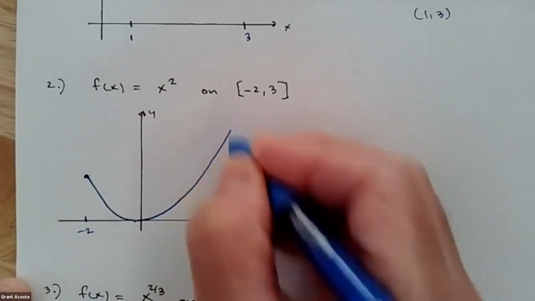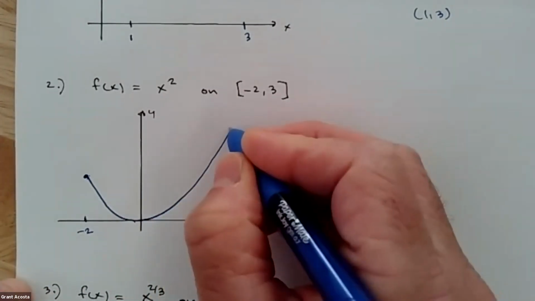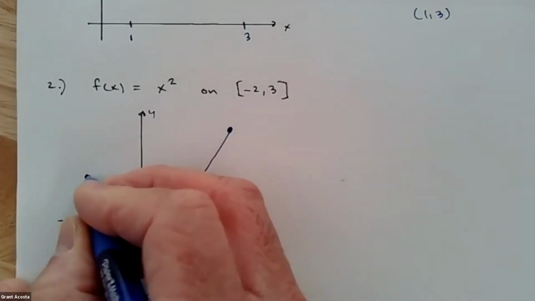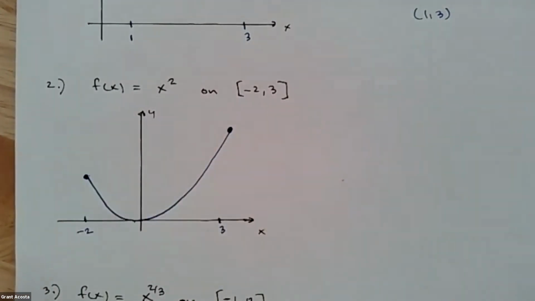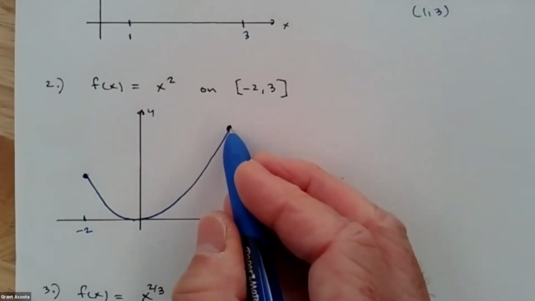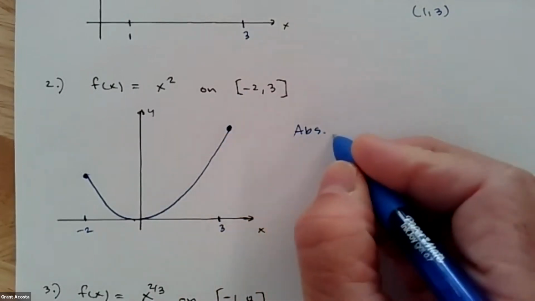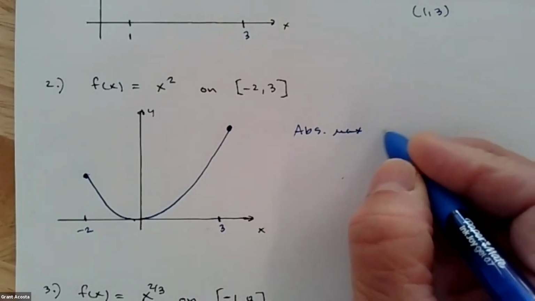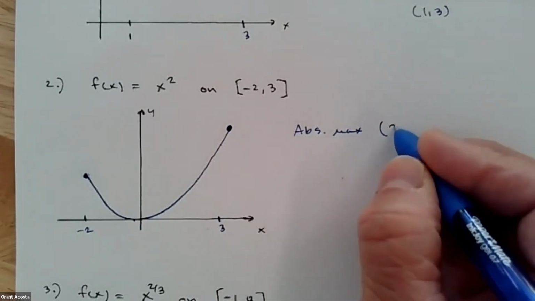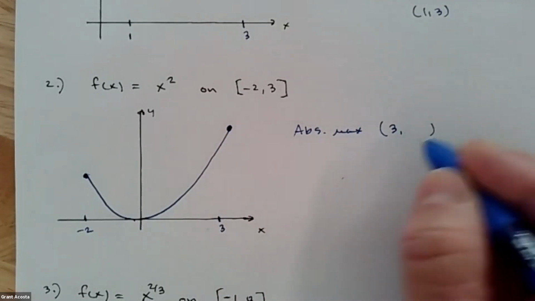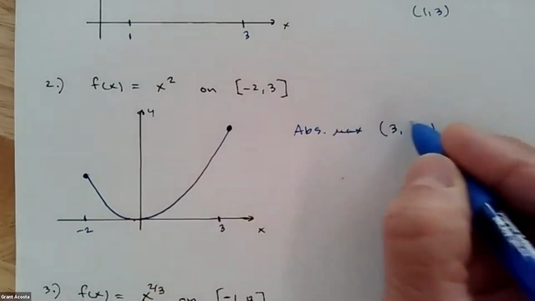I'm going over to 3 here, so it's going to be a little bit higher on the right side. And just by sketching it, you can pretty much tell that your absolute max is going to happen right here at your right-hand endpoint. And we could write that as 3. Let's just go ahead now on the coordinate here. 3, comma, if we plug 3 in there, that's going to be 9.